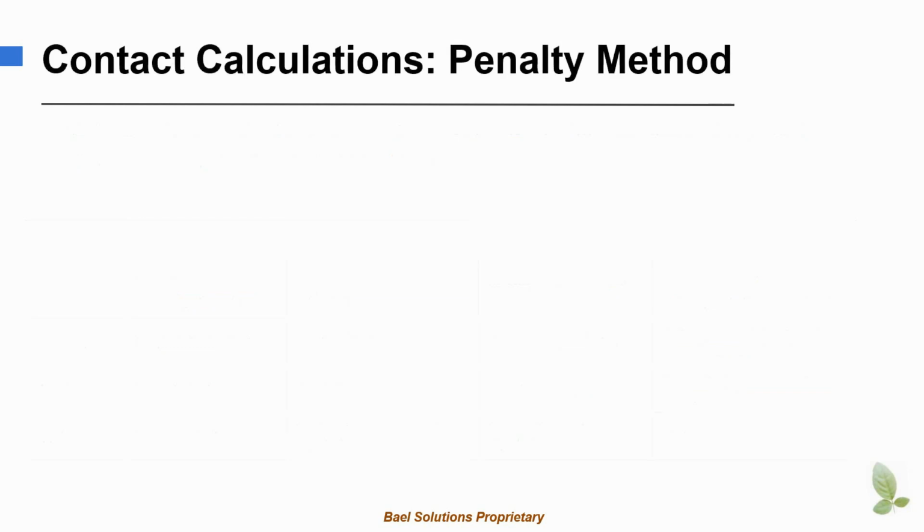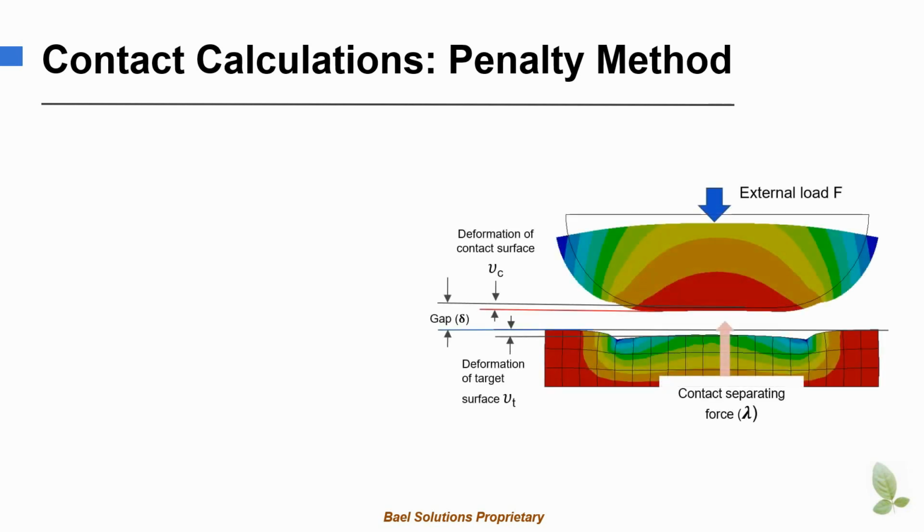In the last slide, we have seen the overview of the ANSYS contact algorithms. Now, we are going to see the details of the penalty method. We have already seen the contact penetration condition, that is, the gap G should be greater than or equal to 0, where G equals delta minus nu C minus nu T.